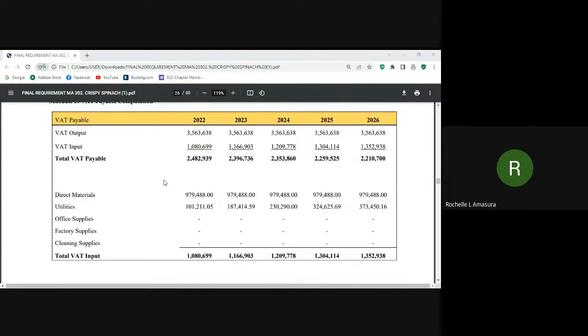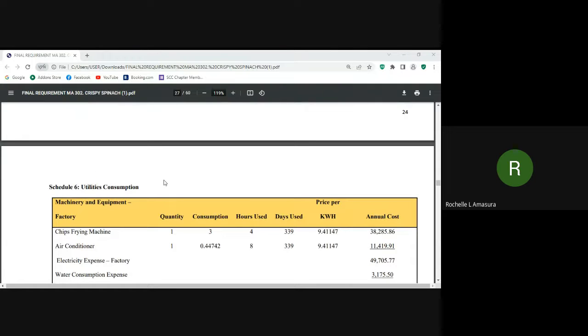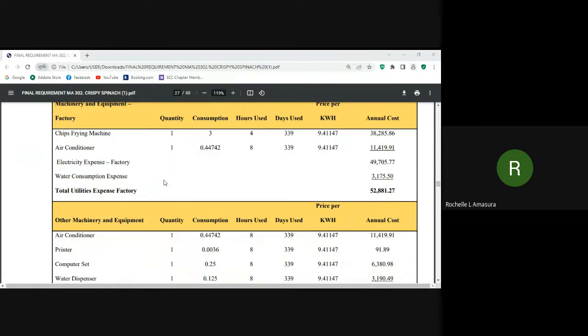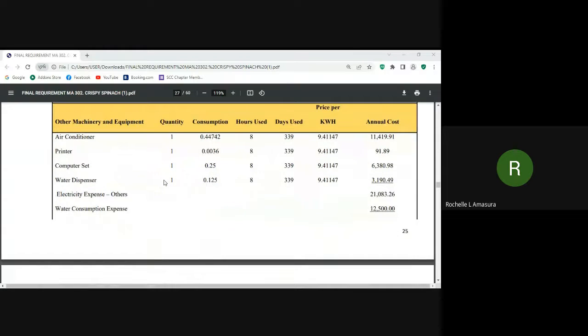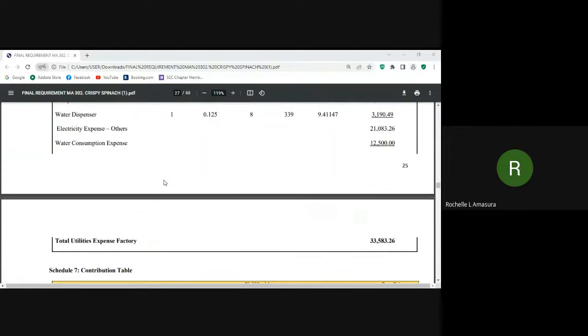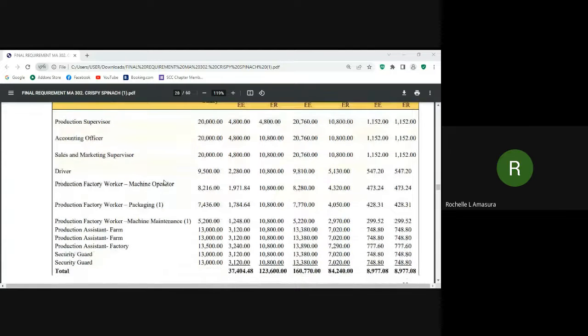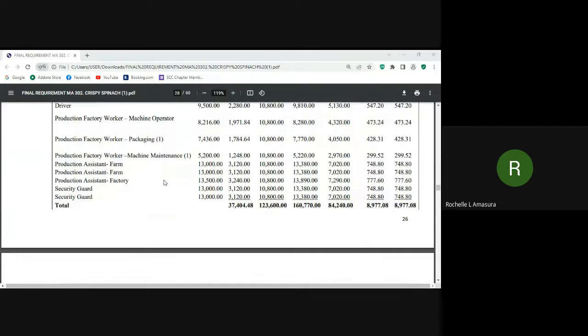Utilities consumption, ni hours kung pila ka buok, then sa hours nga use or ang adlaw nga atong gigamit sulod sa isa ka tuig. The other machinery and equipment, kani dayon. Next is the contribution table. 20,000 total guard, total annual payable.